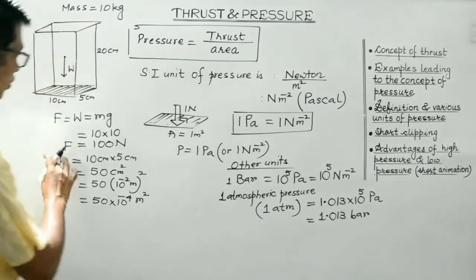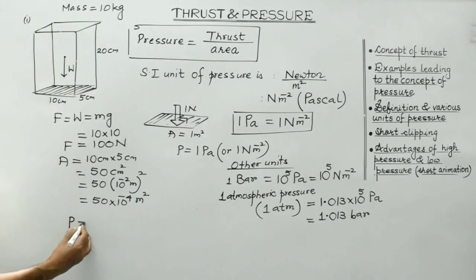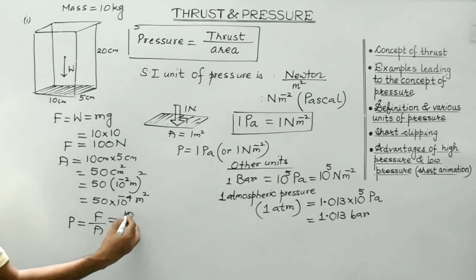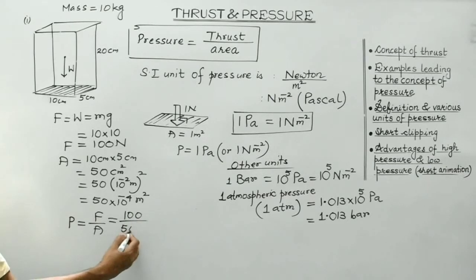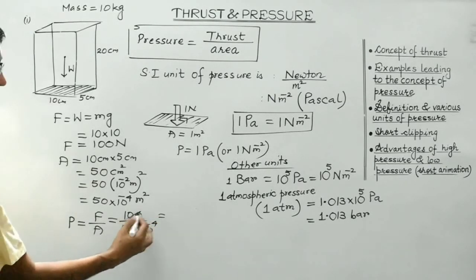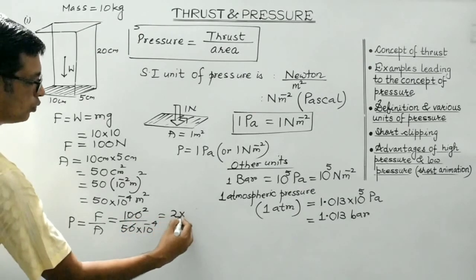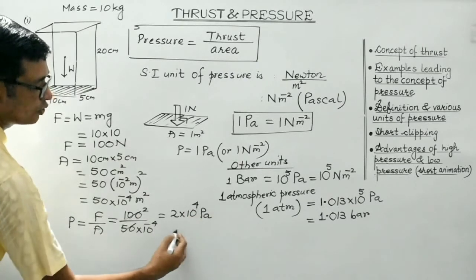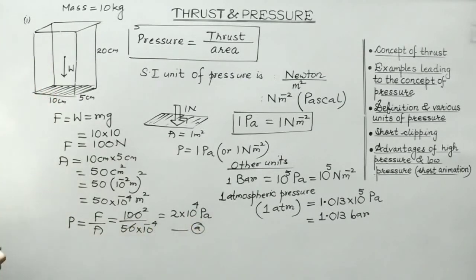Clear, students? So what about the pressure in this case? Pressure is force per unit area. So it will be equal to 100 divided by 50 into 10 to the power minus 4. What we get is 2 into 10 raised to the power 4 Pascal. So this is case 1.